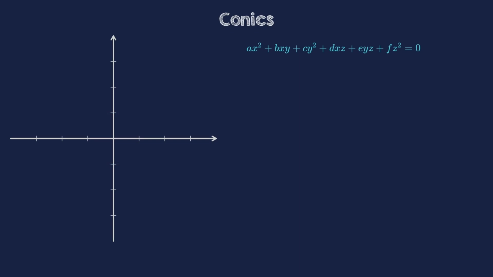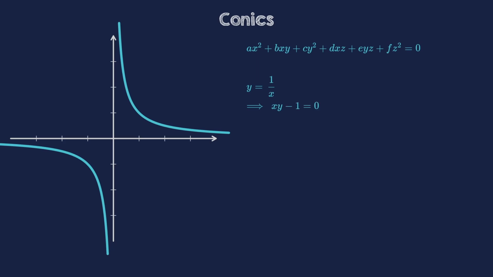For ellipses and circles, it is not obvious how that should even work, but parabolas and hyperbolas clearly run off towards infinity in some sense. So let's start with them. The standard hyperbola is given by the equation y equals 1 over x, or in our system, as x times y minus 1 equals 0. Homogenized, the left-hand side is xy minus z squared.